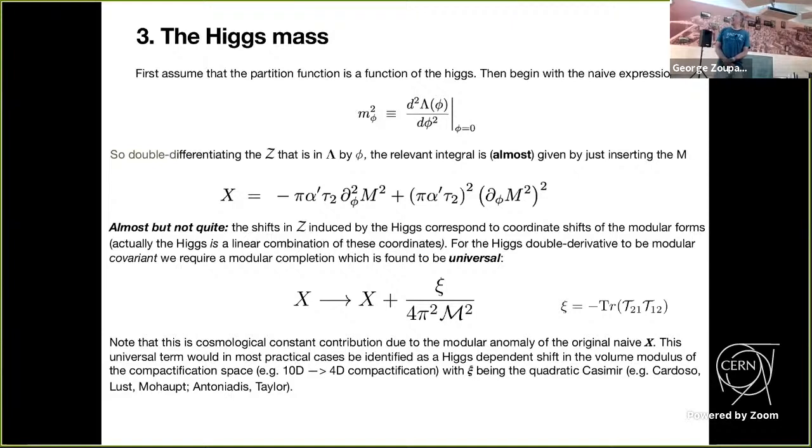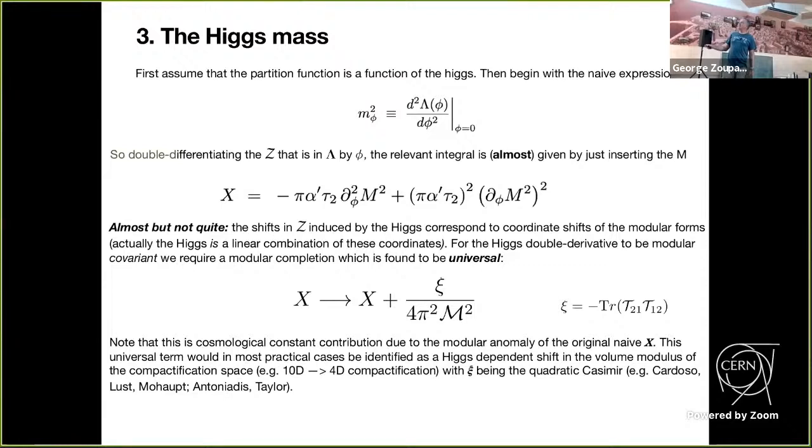Right, so now let's turn to the Higgs itself. So that's the general layout. Now the Higgs, if I want to do the Higgs, I can copy what I can do in the particle theory and just try and take its double Higgs derivative, so a double phi derivative. If I double differentiate the Z, the partition function that I have in lambda, I pull down this factor, which has to go in there inside the sum. And this is almost everything I need, except not quite.